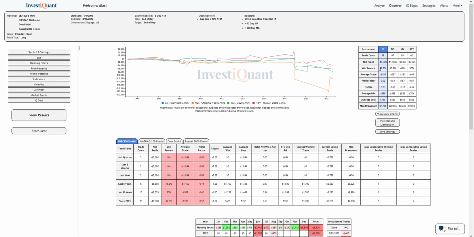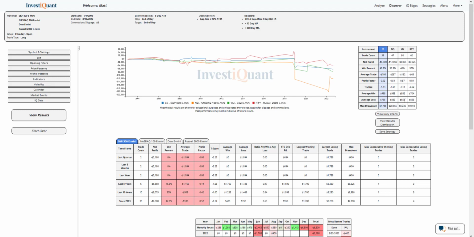Win rates on these are skewing towards the downside. S&P coming in, 43% of these have closed above the opening print for the day. For the NASDAQ, just 32% have closed above the open. For the Dow, 40%, and Russell's coming in right at 50%. If we look at the average moves, the average loss in the S&P is larger than the average win. That's not the case for the NASDAQ. NASDAQ has the weakest win rate, but it does have a larger average win compared to its average loss.